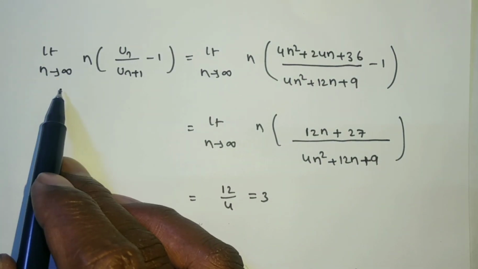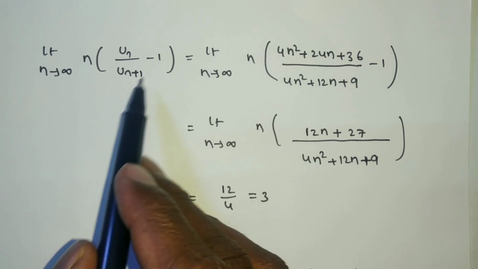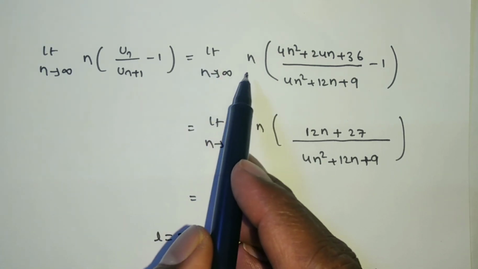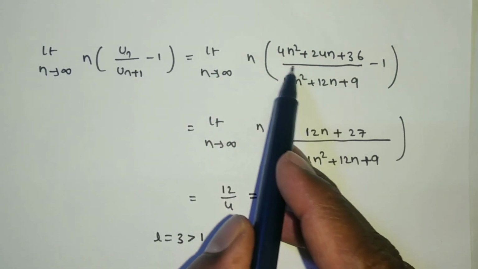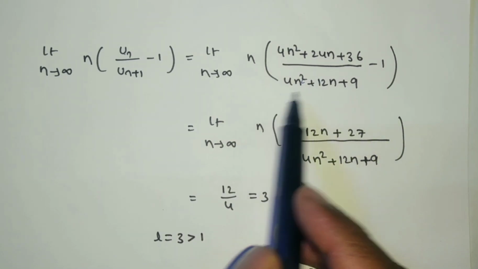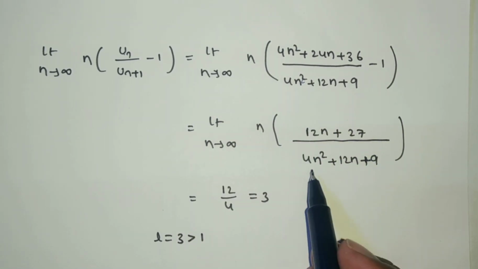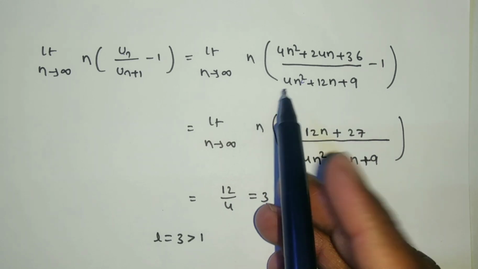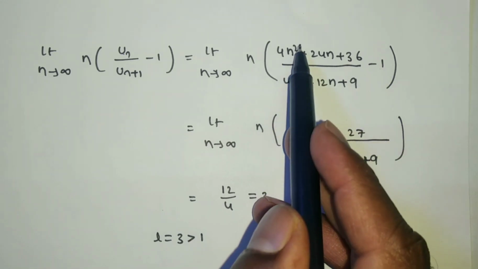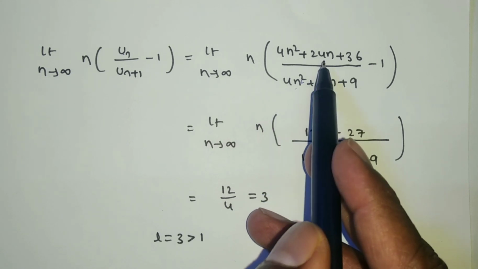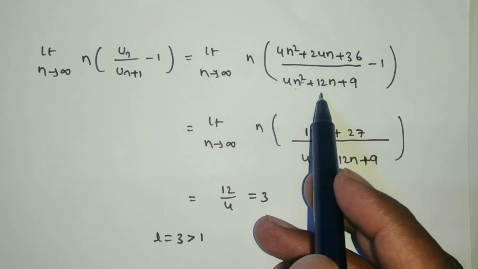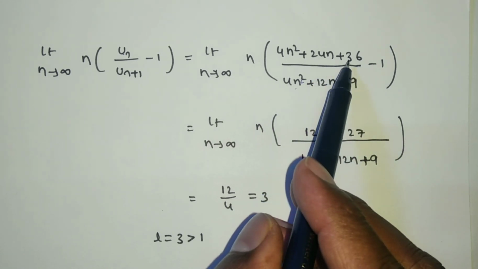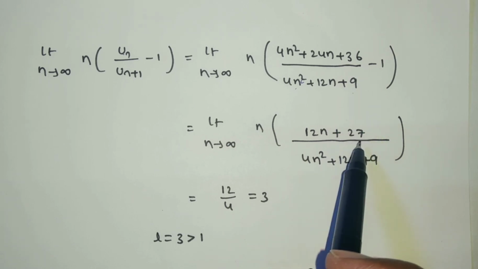So limit n tends to infinity n into un by un plus 1 minus 1 is equal to limit n tends to infinity n into un by un plus 1 is this one, minus 1 is this one. Now take LCM. The LCM will become 4n square plus 12n plus 9. Now if you multiply this one, 4n square minus 4n square cancel. 24n minus 12n becomes 12n. 36 minus 9 will become 27.